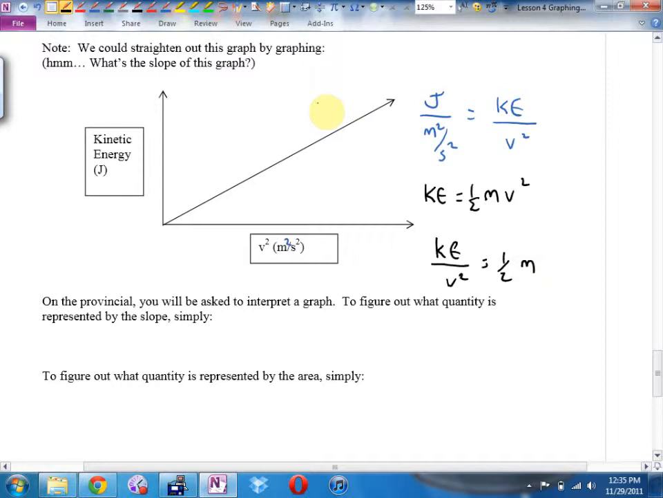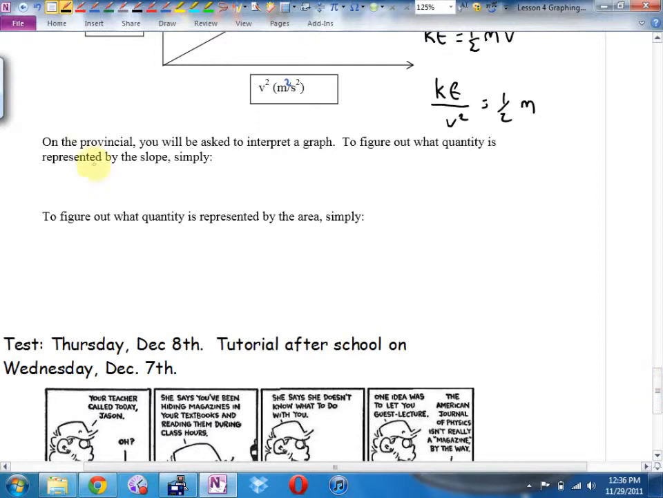To do the slope, divide the units or the variables. To do the area, multiply the units or the variables. And 99.9% of the time, that'll get you there. What about that 0.1? Be clever. There'll be something else that gives it away. Is that okay?